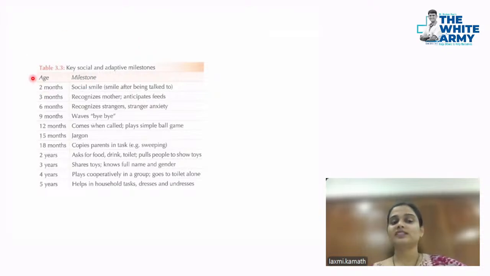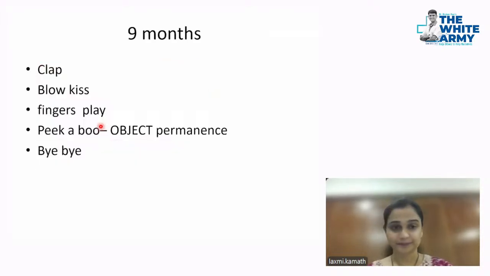At 2 months, the child starts having a social smile. That means the child smiles when the mother talks to him or her. So a smile after being talked to is called a social smile. At 3 months, the child starts recognizing the mother and will anticipate the feed. At 6 months, the child recognizes this is not mother, this is someone else. Starts recognizing strangers. So by 6 to 9 months, we get stranger anxiety. And at 9 months, the child waves bye-bye.